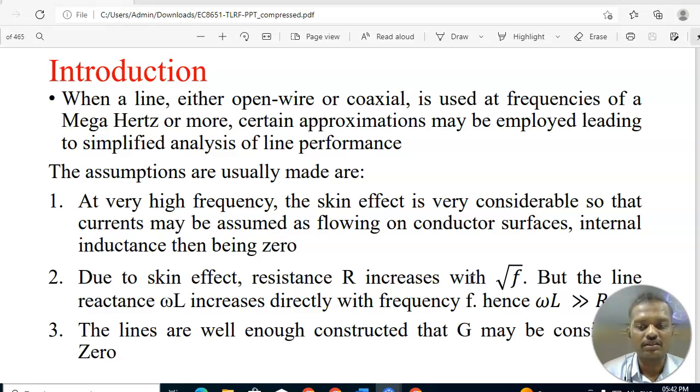So for the assumptions of a high frequency transmission line: at high frequency the skin effect will be very small, so the internal inductance will be very low. Due to the skin effect the resistance increases with decrease in frequency, but the reactance increases with frequency. That's why omega L is greater than or equal to R, and the conductance G is said to be low. So these are the three primary considerations followed in high frequency transmission lines.